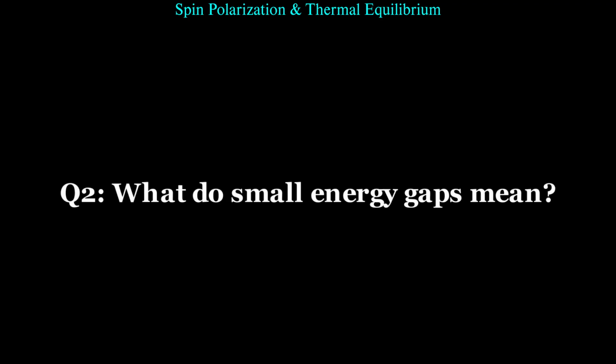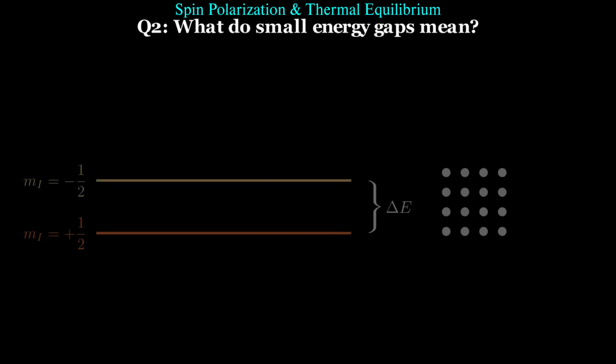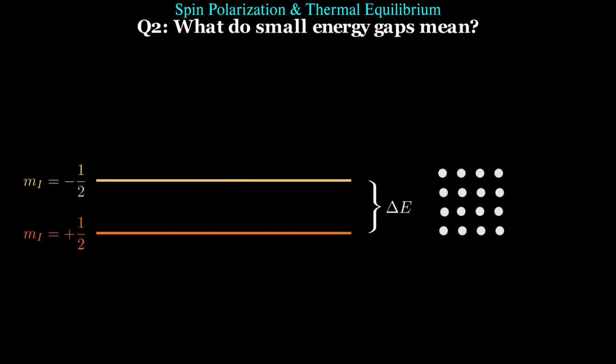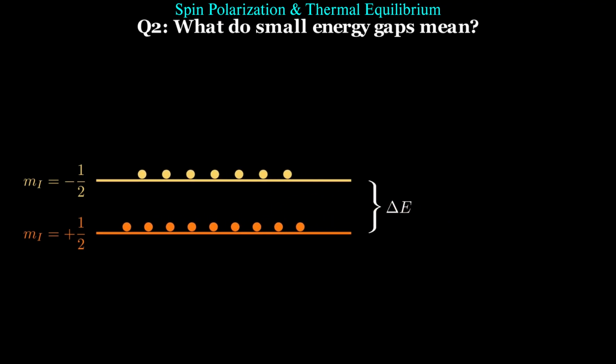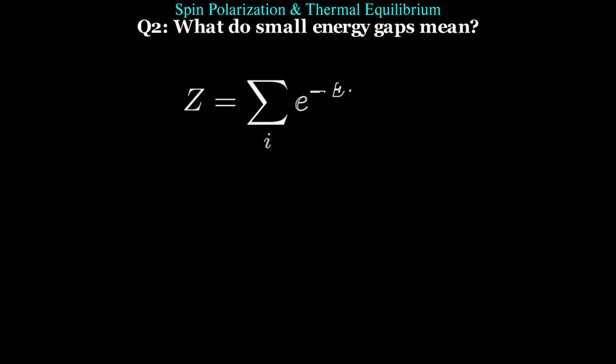Okay, now the second part of that question is, what about these small energy gaps? What does this tell us about why some spins end up in the higher energy state? And that's where the Boltzmann distribution comes in. The Boltzmann distribution tells us how particles distribute themselves between energy levels at a given temperature.